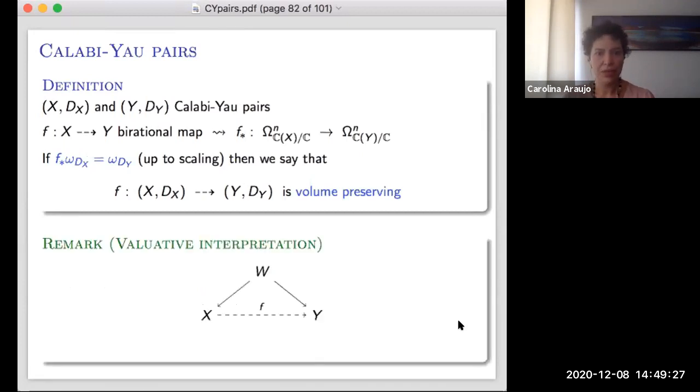There is an evaluative interpretation for this volume preserving condition, which is the following. You start with your birational map between X and Y, and you take a log resolution. Then the evaluative criterion asks that for every divisor on any resolution, but it is enough to take one of them, the log discrepancies of these divisors, with respect to the pairs (X, D_X) and (Y, D_Y), coincide. This is really the working definition that one uses.